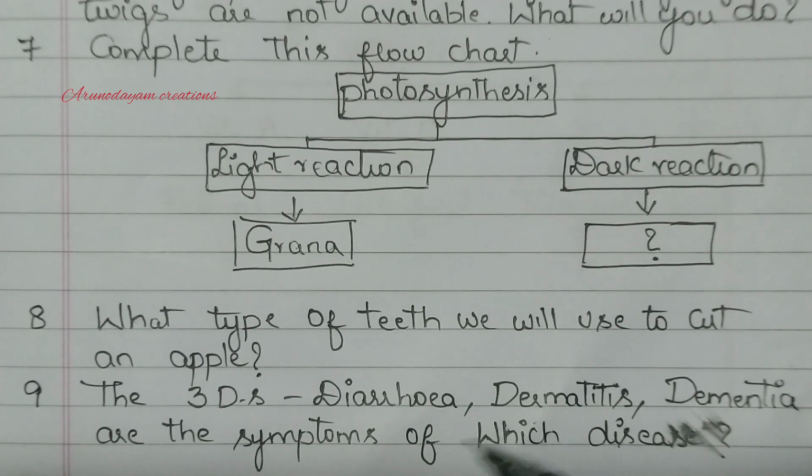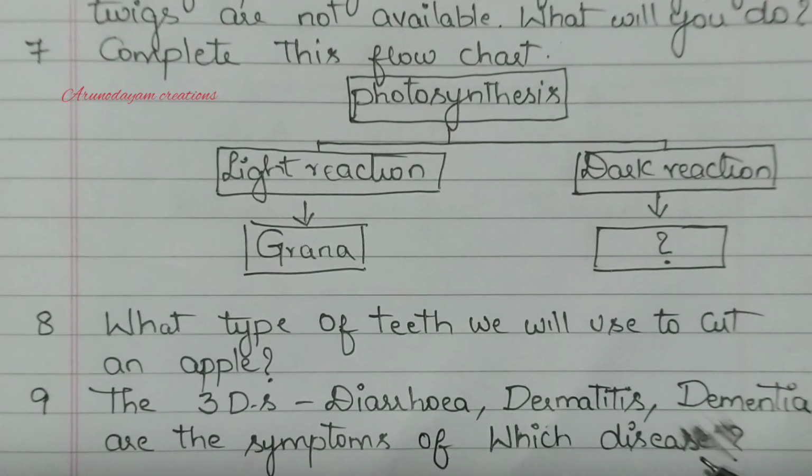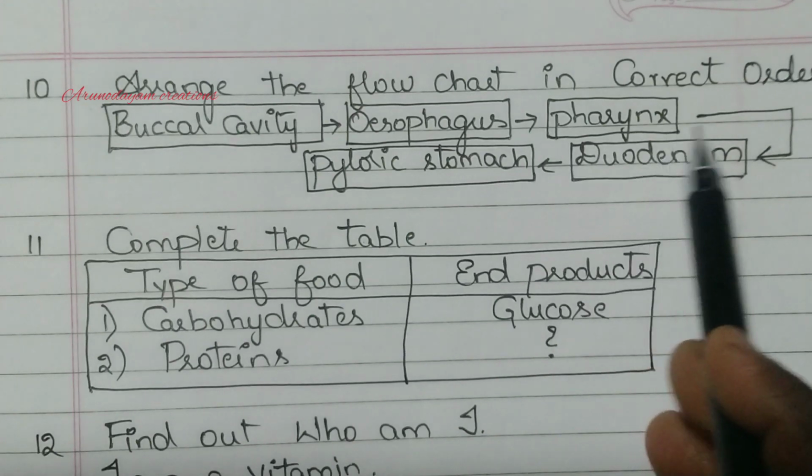Next, 9th question. The 3 Ds, diarrhea, dermatitis and dementia, are the symptoms of which disease? Pellagra disease. Pellagra is caused due to deficiency of vitamin B3, that is niacin. 10th question. Arrange the flowchart in correct order.